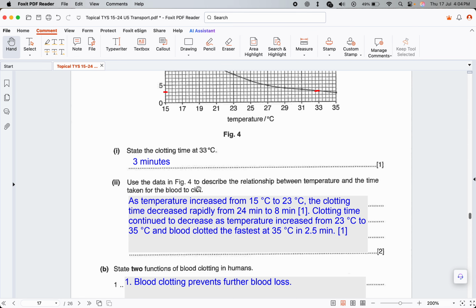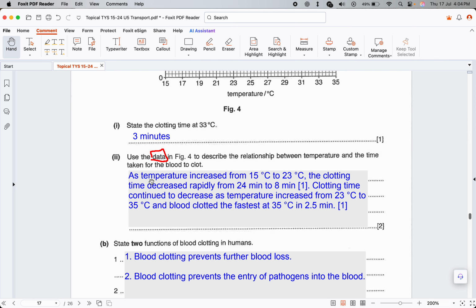Okay, use the data in figure 4 to describe the relationship between temperature and time. Okay, again, it saddens me to say this, but until today, some of us are still not using the data. Please, right, stop losing your marks like free like that. Okay, you don't want to donate it all away.